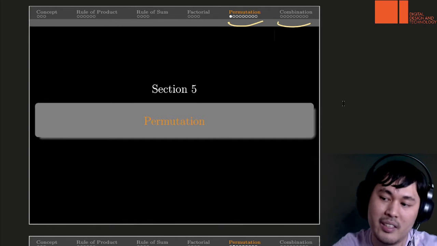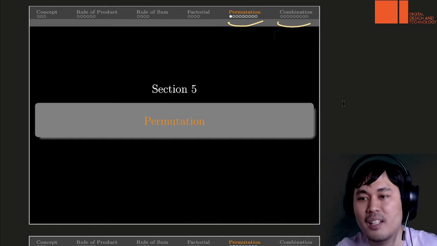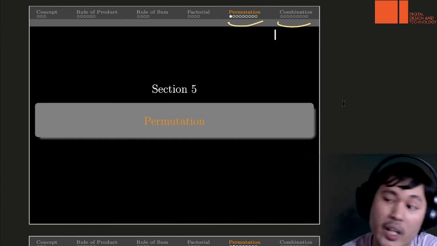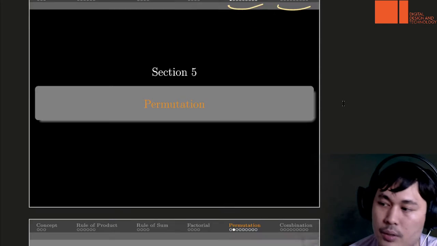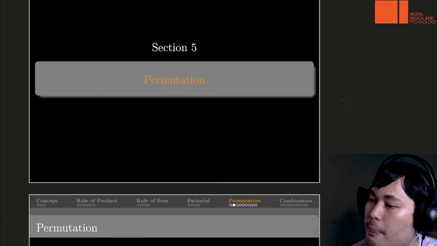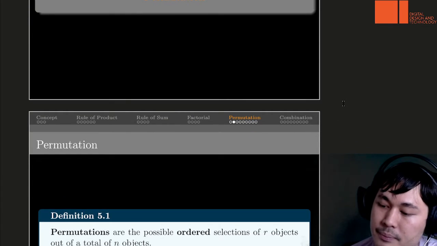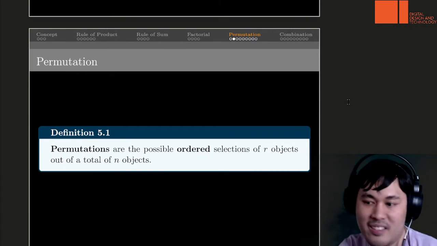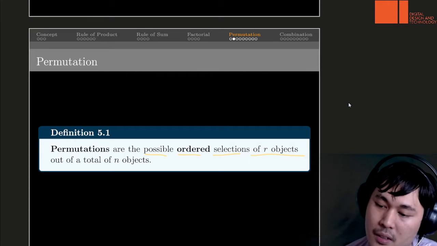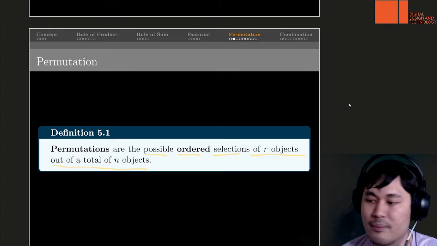These are two different things that have similar formulas and similar wordings, but the way you solve them and the way you write the formulas are different. So let's start from the permutation. The definition is simply the possible ordered selections of r objects out of a total of n objects.